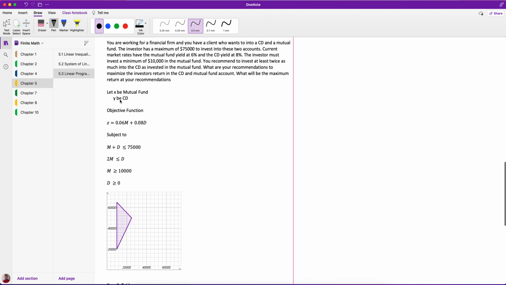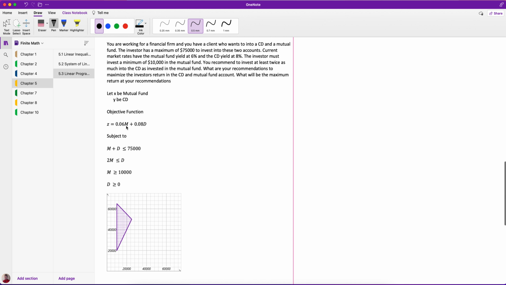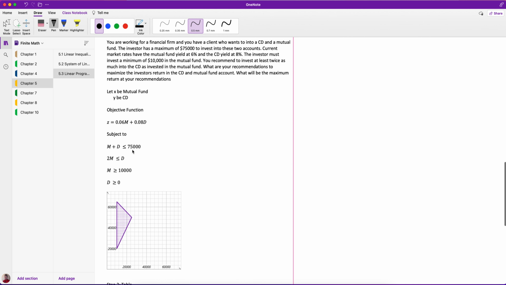And so to do that, we create our function. So our objective function is 6% times the mutual fund, plus 8% times the CD. And again, the investor only has $75,000. So we take how much he puts in the mutual fund plus how much the investor puts in the CD. It has to add up to $75,000.